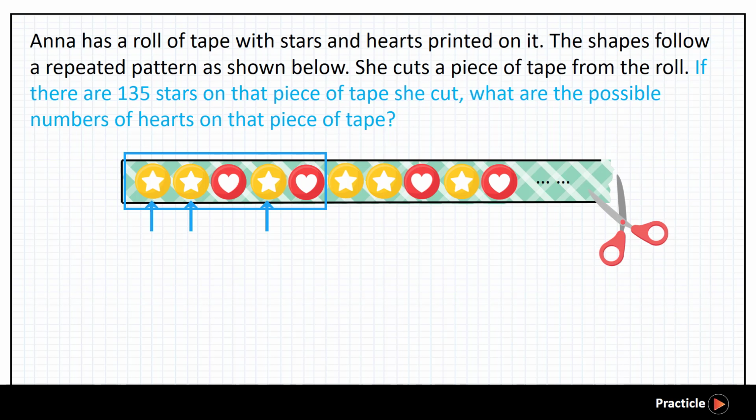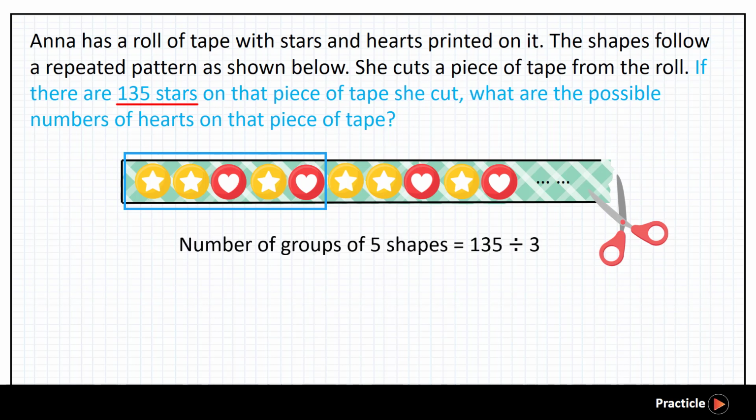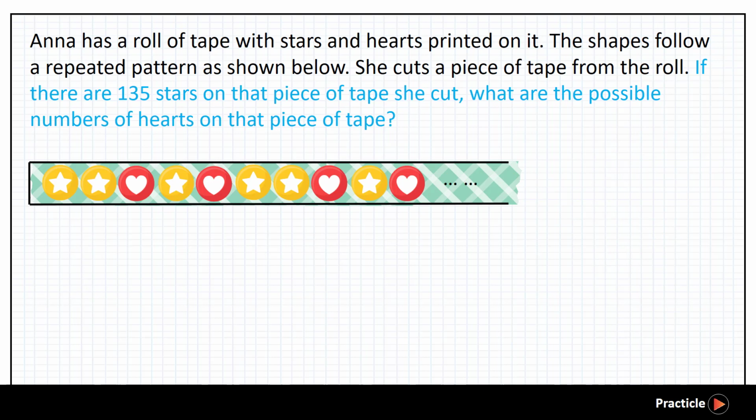Now since we are given that there are 135 stars on the piece of tape that Anna cut, let's divide 135 by 3 and see how many groups of 5 shapes we can have, okay? What do you get when you take 135 divided by 3? Do you get 45? If you did, great job. And this is the number of groups of 5 shapes that we have. Following so far?